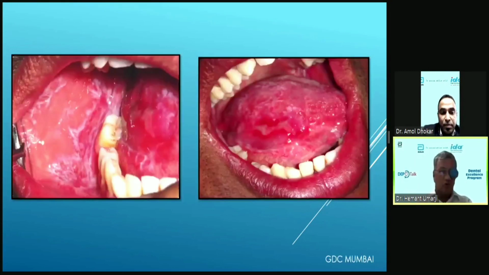So if you see this condition, it is a white lesion, but unlike leukoplakia, it is not like a patch, but it has these flame-shaped processes. So this and a red area in the center. So this is called an erosive lichen planus. You can see the red area in the center, and within that there is a pseudomembrane formed, or there is a deeper ulcer. So this is typical of an erosive lichen planus.